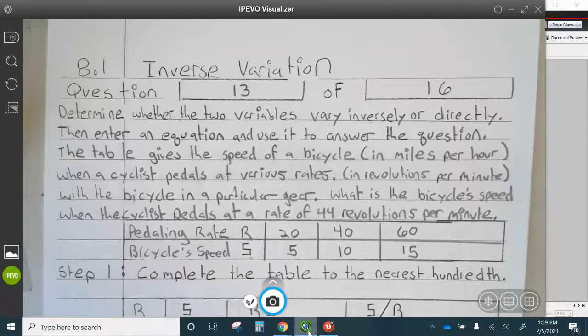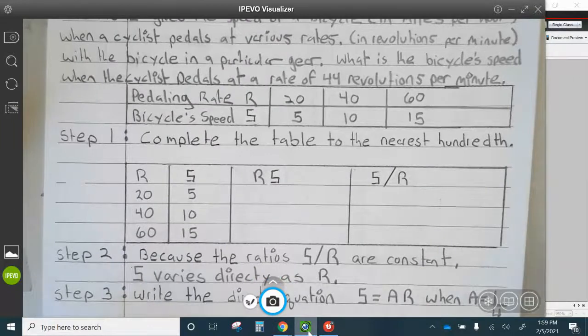Question 13. Determine whether two variables vary inversely or directly. Then enter an equation and use it to answer the questions. The table gives the speed of a bicycle in miles per hour when a cyclist pedals at various rates in revolutions per minute, with the bicycle at a particular gear. What is the bicyclist's speed when the cyclist pedals at a rate of 44 revolutions per minute? Okay, so here's our table. Now let's complete our table.